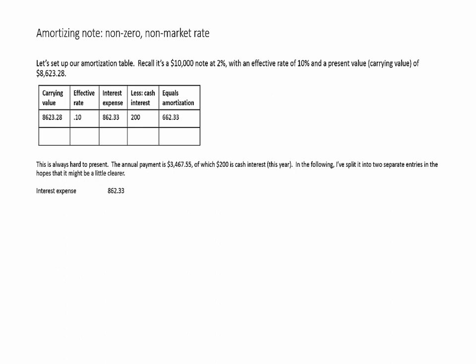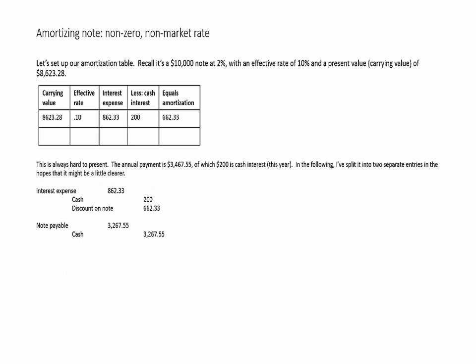Now, in the following, I've split this into two separate entries in hopes that it might be a little bit clearer. So we record our interest expense, which is pulling it right off the table. We pay our $200 of cash interest, and the other $662.33 is amortization of the discount. Now we pay the remainder of the $3,467. Again, we're crediting cash for $200 in the first entry, plus $3,267.55 in the second entry, so a total credit to cash of $3,467.55. That's our annual payment. Again, $200 of that payment is for the interest. The other $3,267.55 goes to pay down the principal.